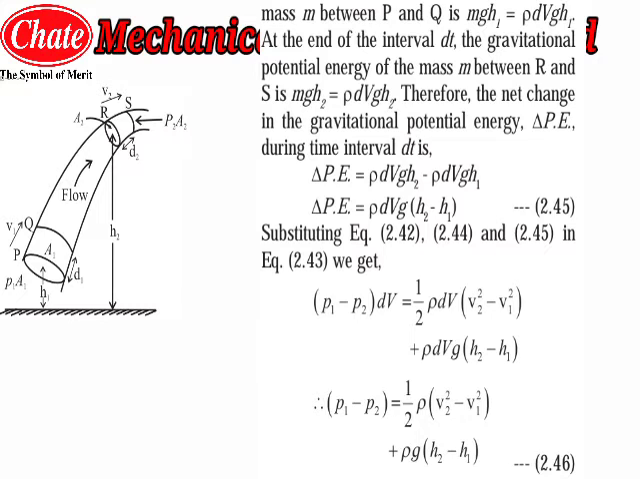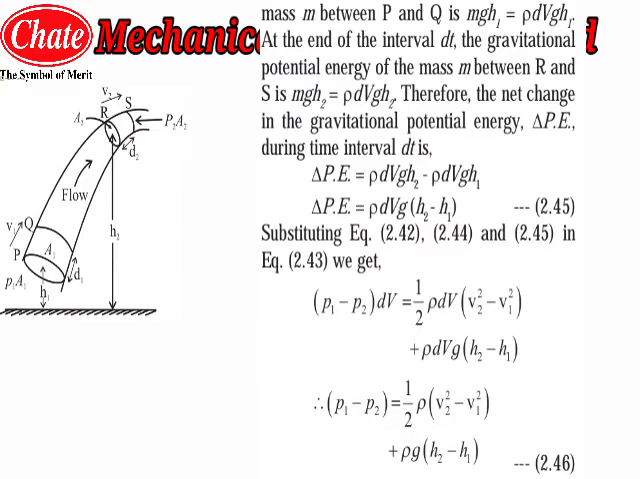Now, as you can see, the gravitational potential energy of the mass m between P and Q is mgh1, which is equal to rho dV g h1. At the end of the interval dt, the gravitational potential energy of mass m between R and S is mgh2, which is equal to rho dV g h2.